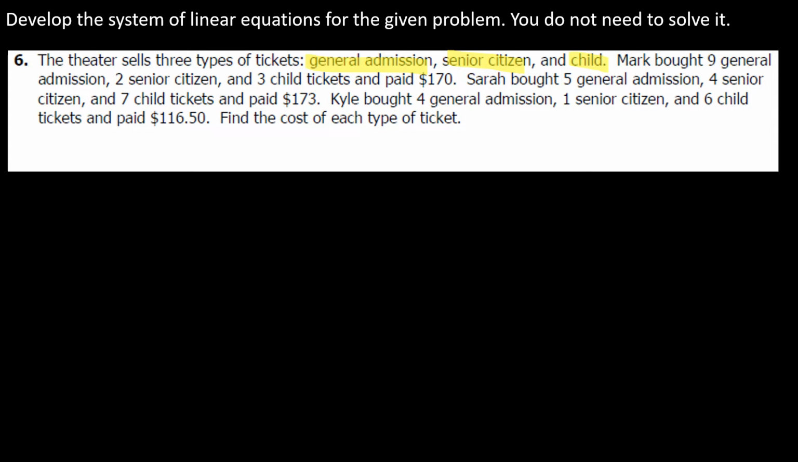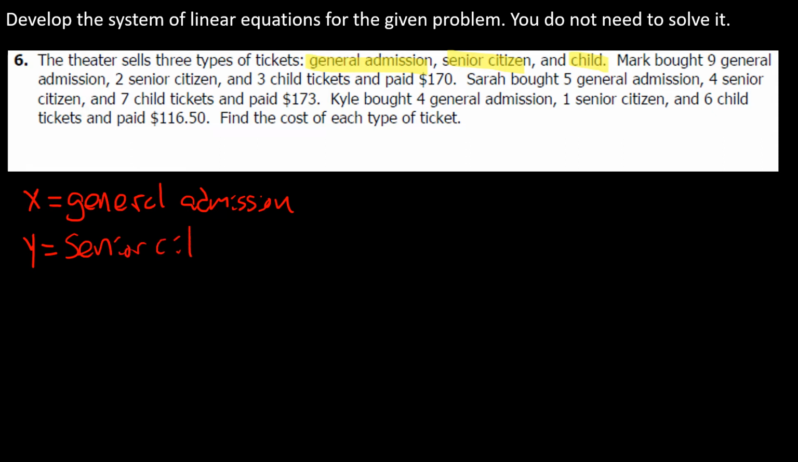So we are going to say that x equals general admission, okay? And then we can say that y equals senior citizen. And then we can say that z equals child. Cool.